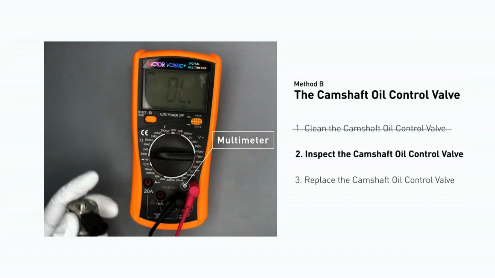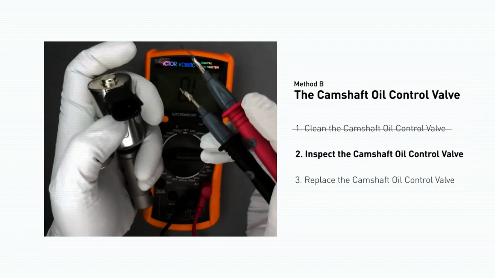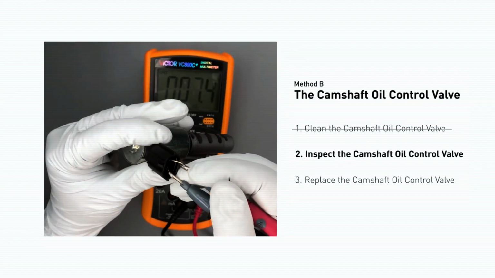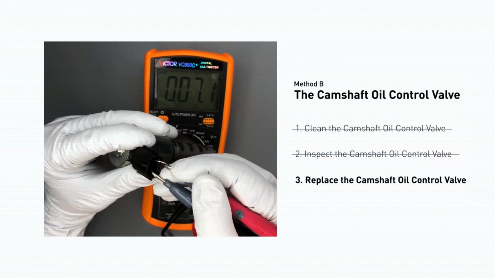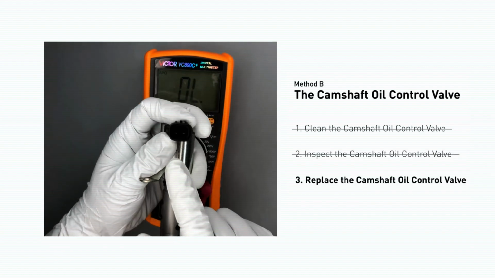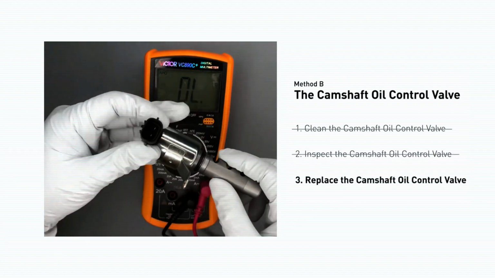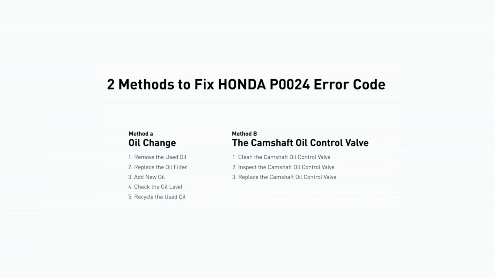In ambient temperature of 68 degrees Fahrenheit, the valve resistance is between 6.9 ohms to 7.9 ohms. If you do not get a reading, this indicates that the camshaft oil control valve is faulty and needs to be replaced. So here are 2 of the most practical solutions to fix Honda's P0024 error code.